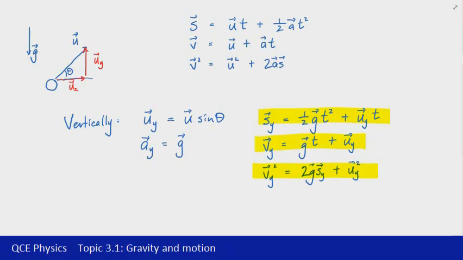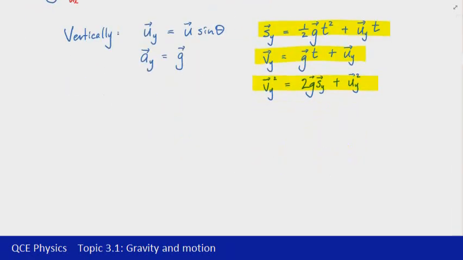Now if we look in the horizontal direction, things are a little bit easier, and that's because horizontally we need to resolve again the initial velocity into the x direction, and so that's just going to be u cos theta. And in the horizontal direction, ax is equal to 0. So there's no horizontal acceleration.